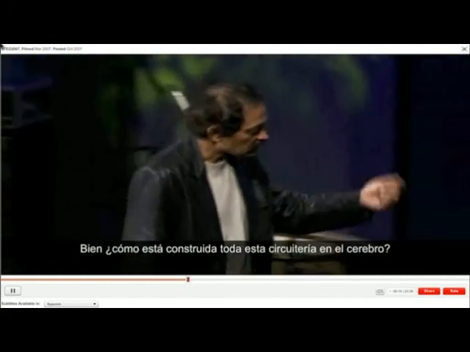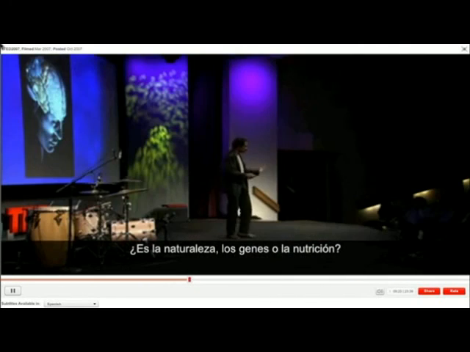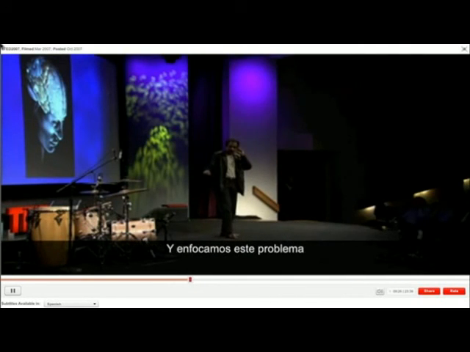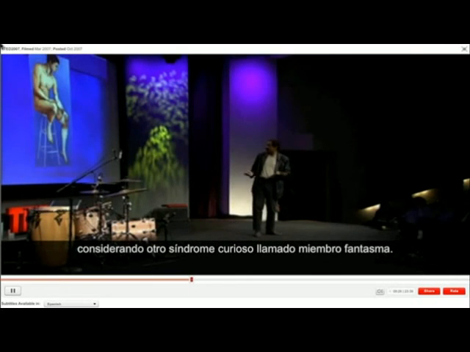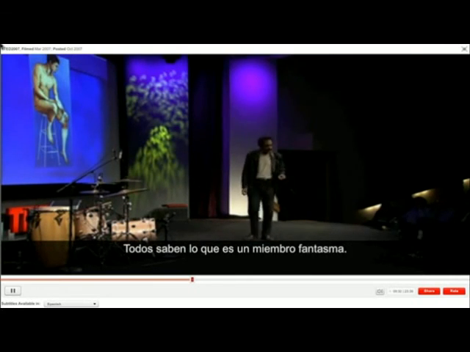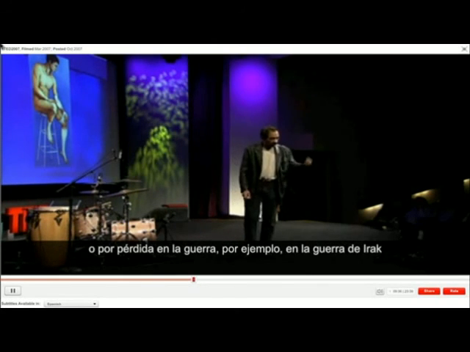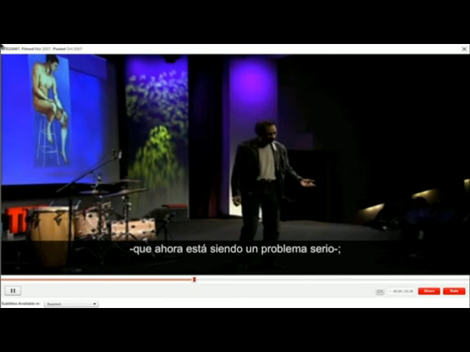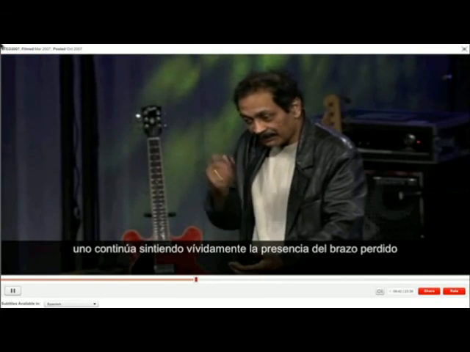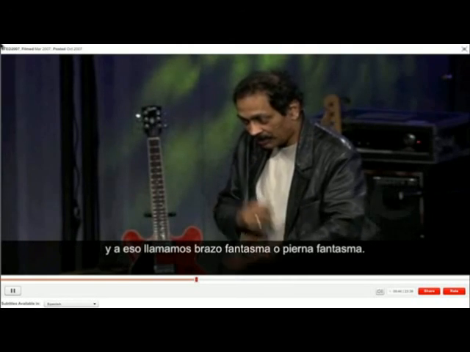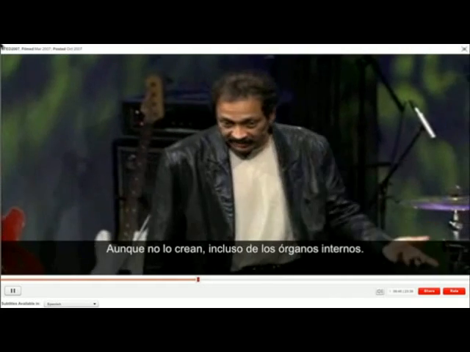Okay. Now, how is all this complex circuitry set up in the brain? Is it nature, genes, or is it nurture? And we approach this problem by considering another curious syndrome called phantom limb. And you all know what a phantom limb is. When an arm is amputated or a leg is amputated for gangrene, or you lose it in war, for example, in the Iraq war, it's now a serious problem. You continue to vividly feel the presence of that missing arm, and that's called a phantom arm or a phantom leg. In fact, you can get a phantom with almost any part of the body.